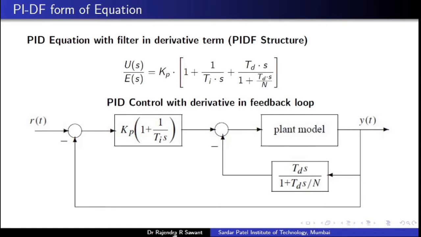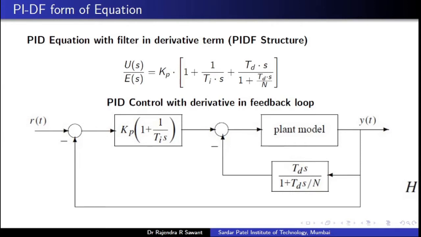There is another possibility, that is PID control with derivative in the feedback loop. So it has also been found that if you can add this term, okay, the derivative term, so this is a PI controller and this derivative term is added in a feedback loop. Okay, this is also another form of PID representation. Practically this is also being done on several occasions.